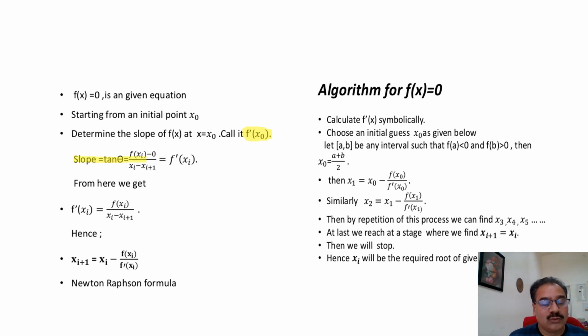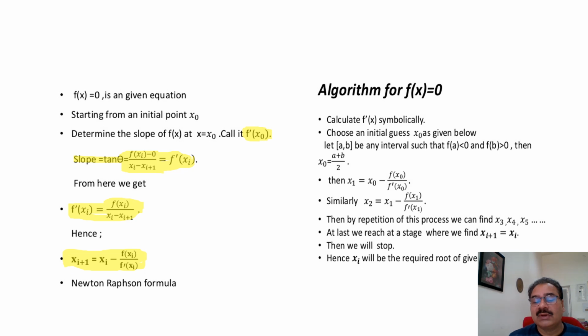And what is the slope? You know that is tan theta, f of xi minus 0 divided by xi minus xi plus 1, which is called f dash xi. From here, you may also express the equation as f dash xi is equal to f of xi divided by xi minus xi plus 1. Therefore, this becomes the law or theory of the Newton-Raphson method, that is xi plus 1 is equal to xi minus f of xi divided by f dash xi. This is known as the Newton-Raphson formula.